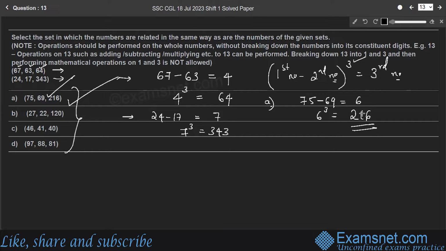Therefore, option A follows the same logic. The remaining options do not follow. If you want, you can verify it. So option A is the right answer.